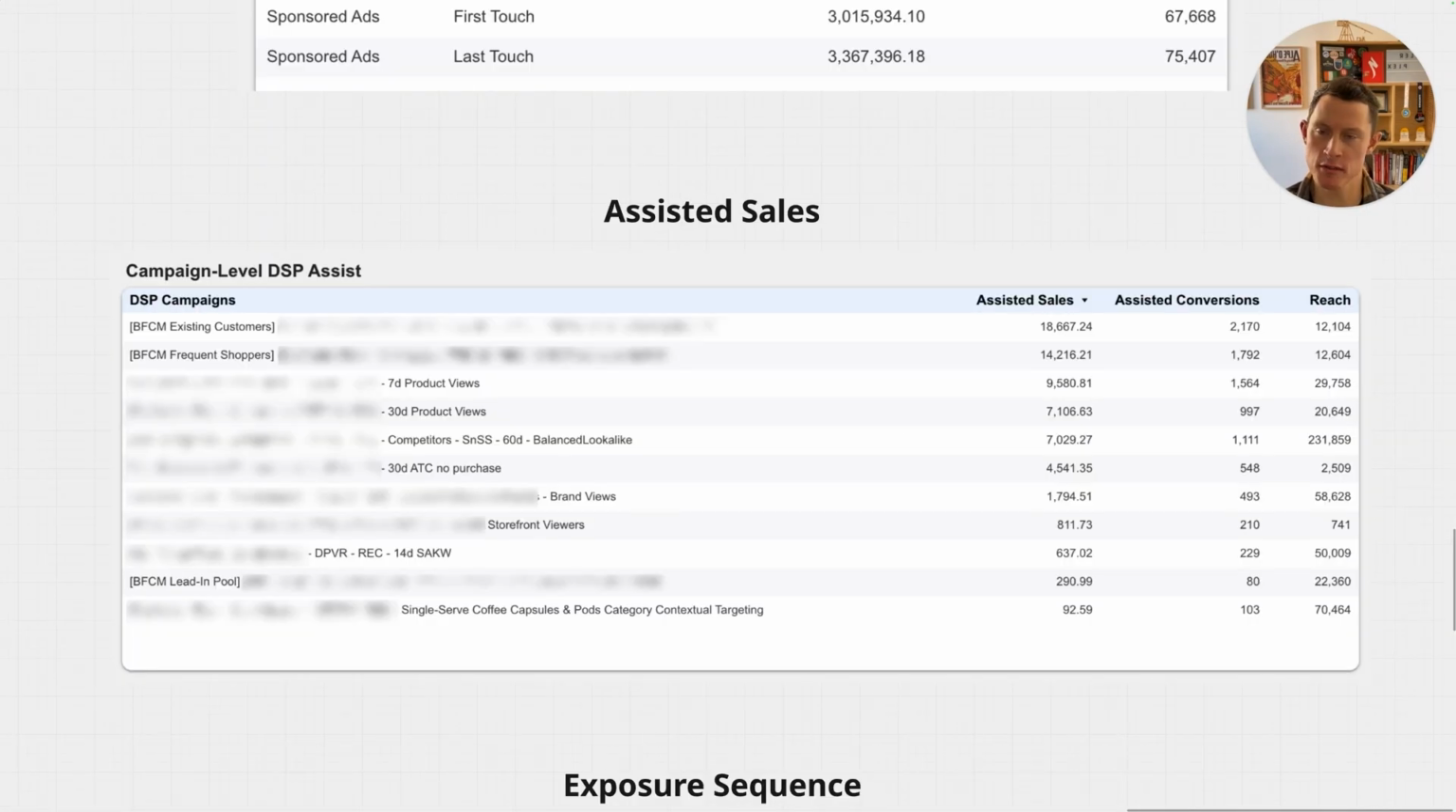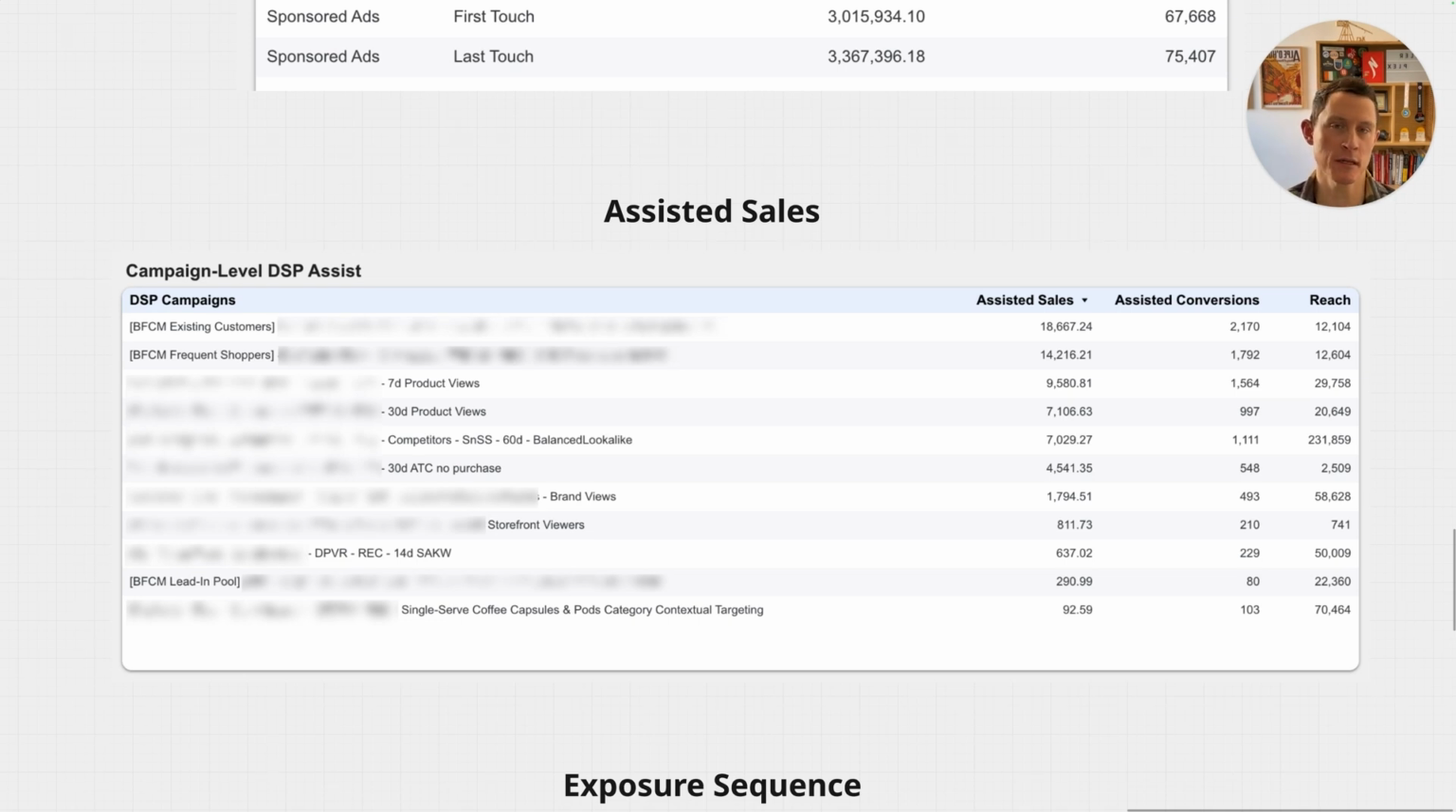Another way we try to assess incrementality is looking at assisted sales. So this is an examination of our DSP orders, some of which were created for Black Friday, Cyber Monday, some of which are retargeting, some of which are lookalike audiences, people that have viewed competitor storefronts. They're all across the funnel. And this is a measurement of assisted sales.